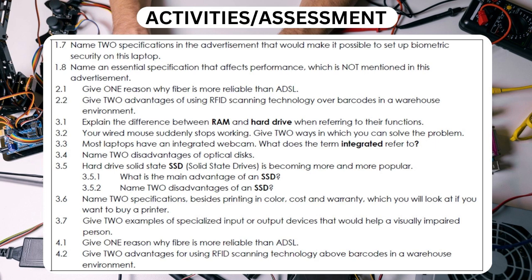2.1 Give 1 reason why fiber is more reliable than ADSL. 2.2 Give 2 advantages of using RFID scanning technology over barcodes in a warehouse environment. 3.1 Explain the difference between RAM and hard drive when referring to their functions. 3.2 Your wired mouse suddenly stops working. Give 2 ways in which you can solve the problem.